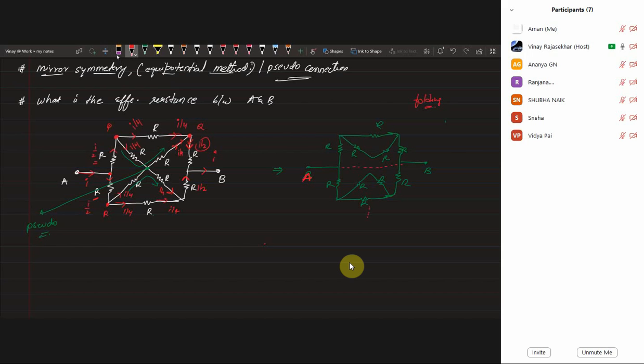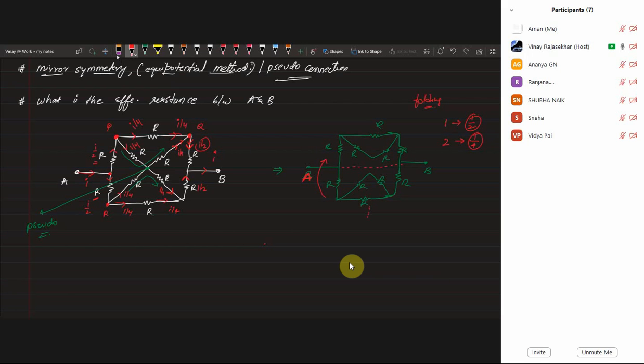Fine, let it be. Please remember, if the upper part and lower part of the circuit are the same, then just fold the circuit. If you fold one time, you have to divide the resistance by 2. If you fold two times, if two-time folding is possible, then again 1 by 2. So 1 by 2 times 1 by 2 means 1 by 4.